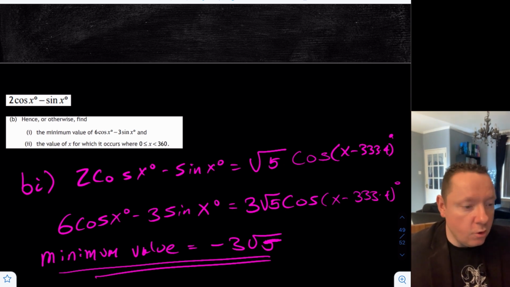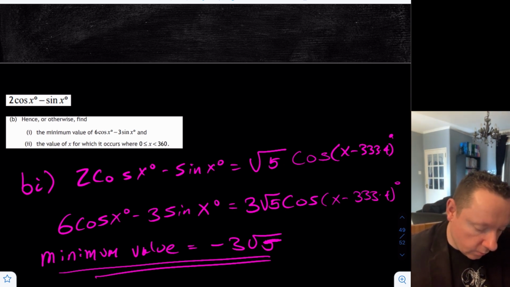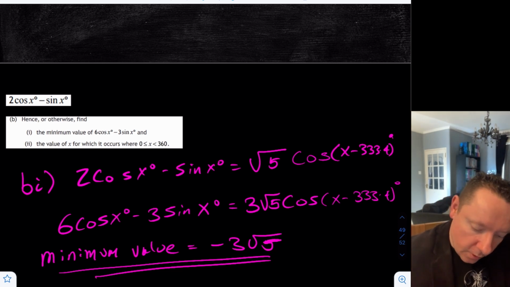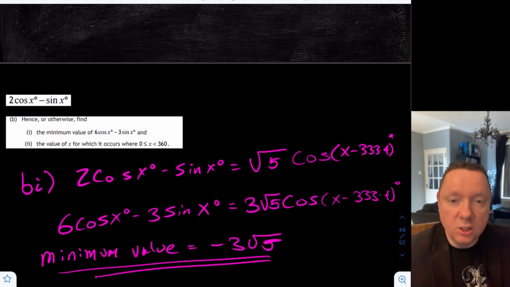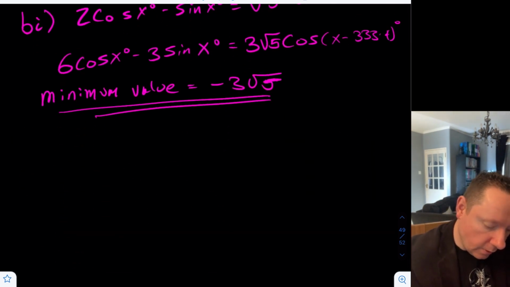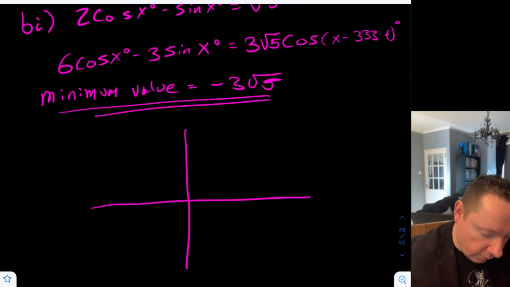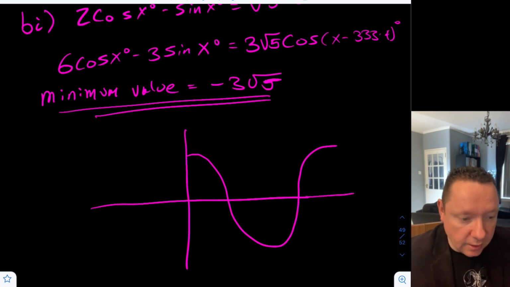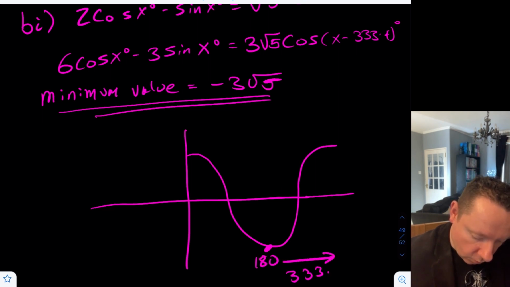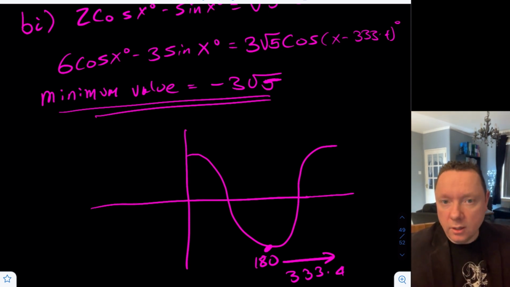Part 2, the value for which it occurs where 0 is less than or equal to x is less than or equal to 360. So we're looking at this part here, which tells us that the whole graph's been shifted to the right by 333.4 degrees. So if we draw a normal cos graph, you'll be able to see what's happening here. Our normal cos graph would go like this, and it would stop at 360. And the turning point here would be 180, but we're going to shift that to the right by 333.4. Now that's going to take us outside of our range up to 360.